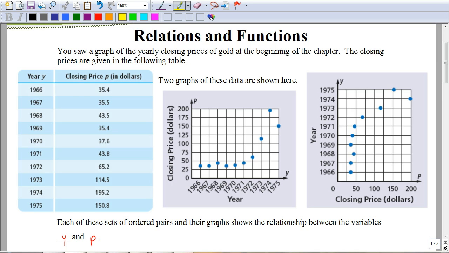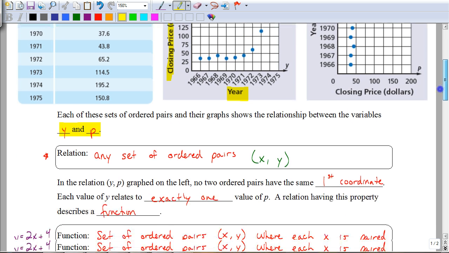There is a right and a wrong way to set up a graph. The one in the middle here is the correct way, where we have the year along the x-axis and the closing price of gold along the y-axis. But if you do end up switching them, even though that's not the correct way to do it, you can see that the shape of the graph is going to change as well. And they're just comparing down here the two variables, which are going to be y and p, that we're going to look at in this lesson.